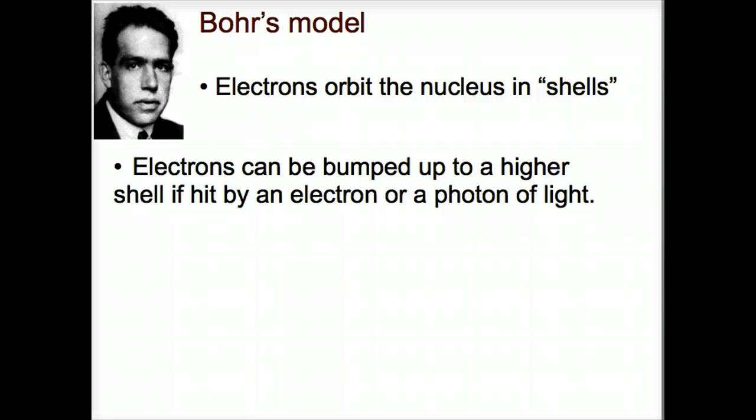Then later on came Bohr. Bohr showed that electrons actually orbit the nucleus in what we'll refer to as shells. Think of a dartboard with a central bullseye and a number of rings around the outside in which the electrons could live in different shells. Then they can move from one shell to another shell if you've put some energy into them.